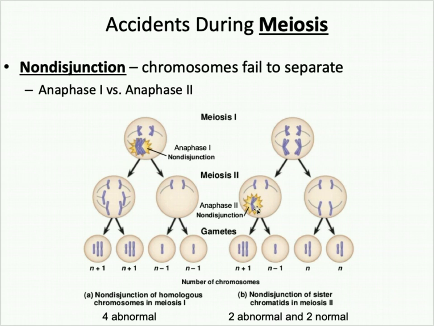However, in this cell, we have non-disjunction occurring in Anaphase 2. So these chromosomes will go to one gamete, and these chromosomes will go to the other gamete. This gamete is missing a chromosome, so it'll have only 22 chromosomes, whereas this one will have an extra chromosome, so it'll have 24 chromosomes. So if non-disjunction occurs in Anaphase 2, you'll get 2 normal gametes and 2 abnormal gametes.